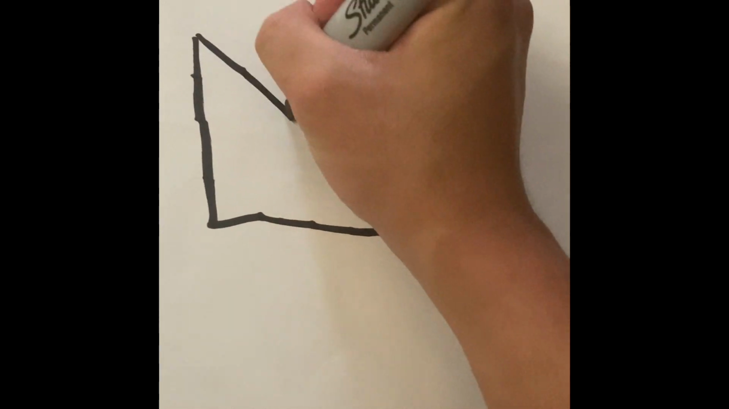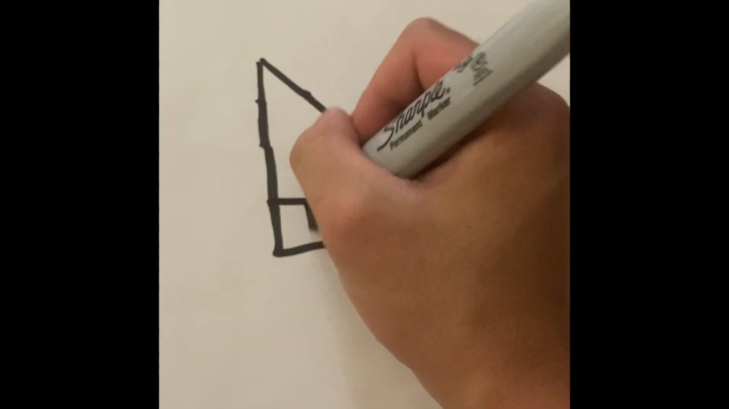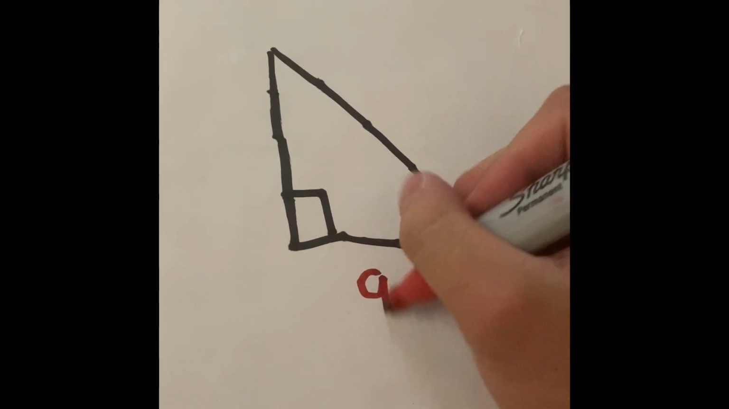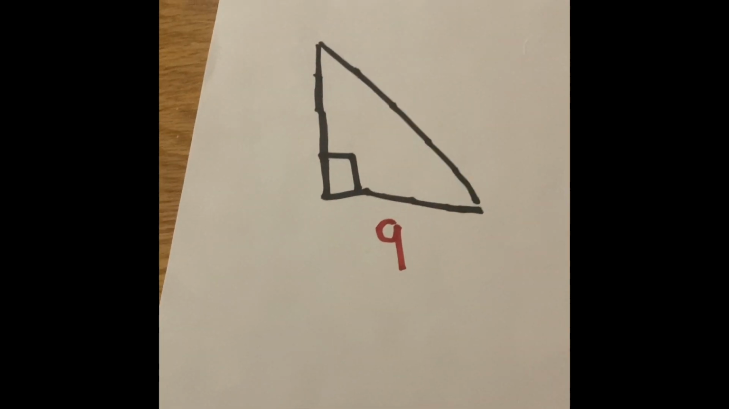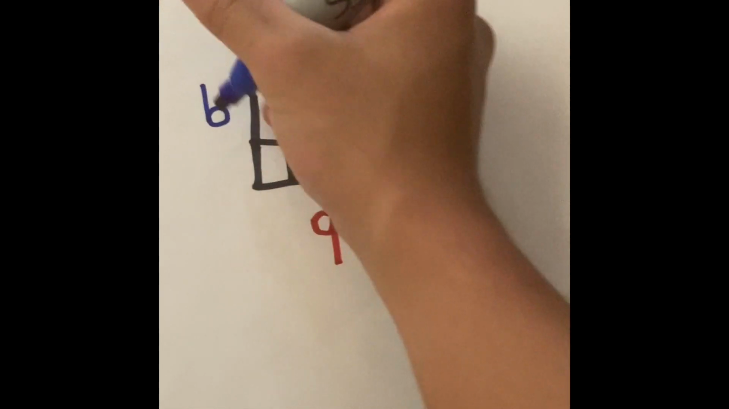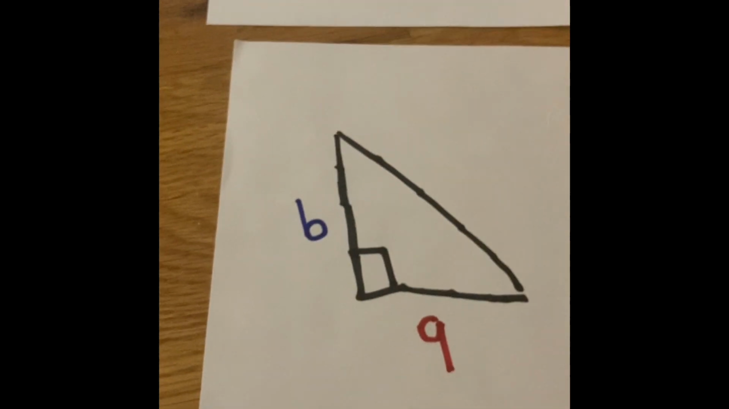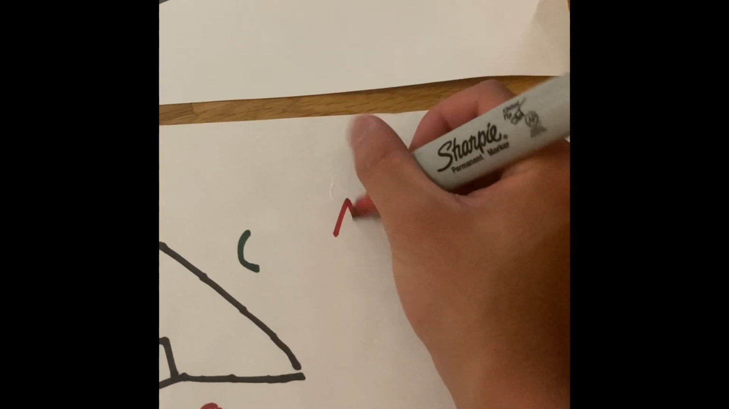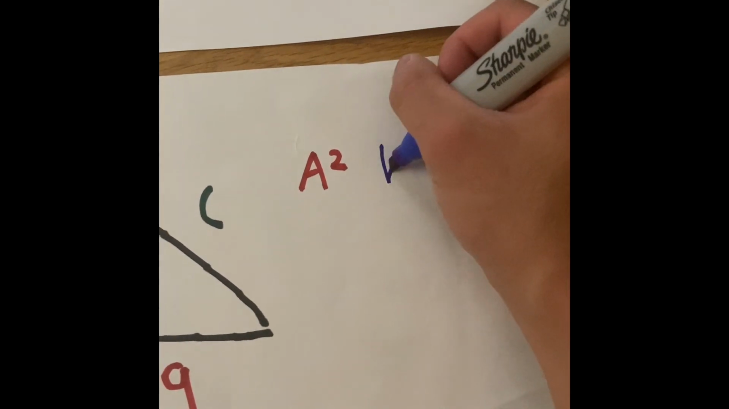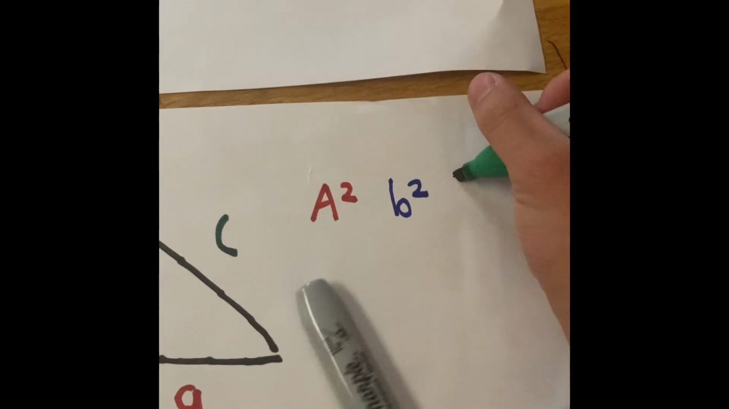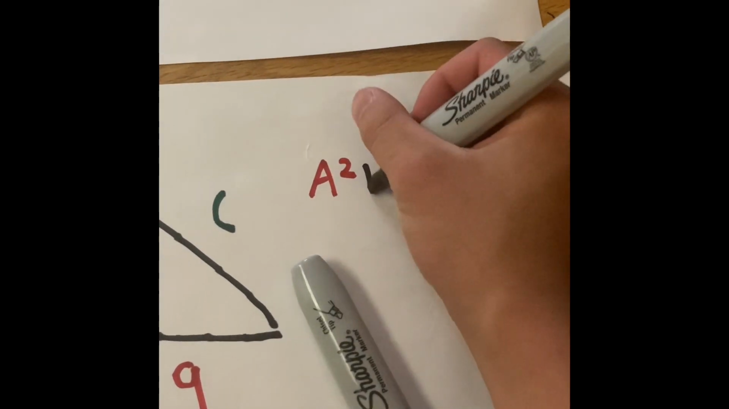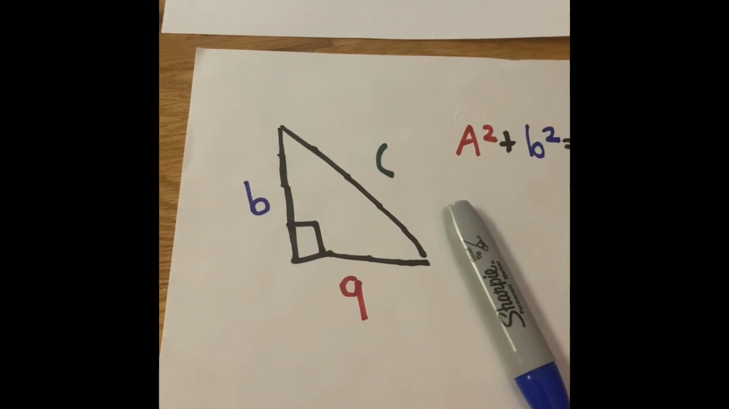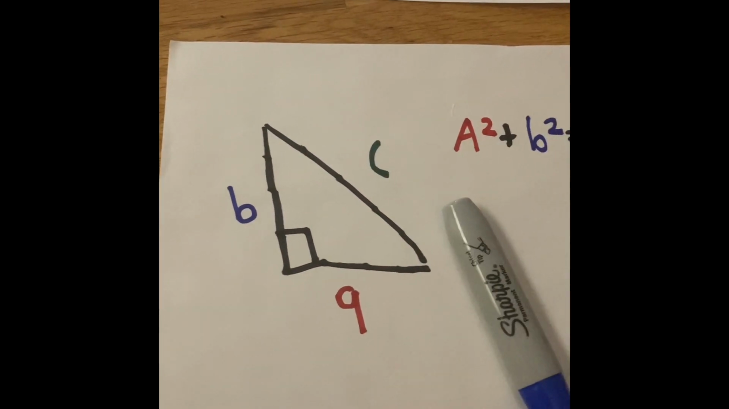a right triangle. Triangles that look like these. And when you do them, you have labels. We're going to say that this is A, and over here, we're going to say this is B. And the last side is going to be C. So we can conclude that the formula is A squared plus B squared equals C squared. And it's useful because when there's a right triangle, you can find C, or the hypotenuse.